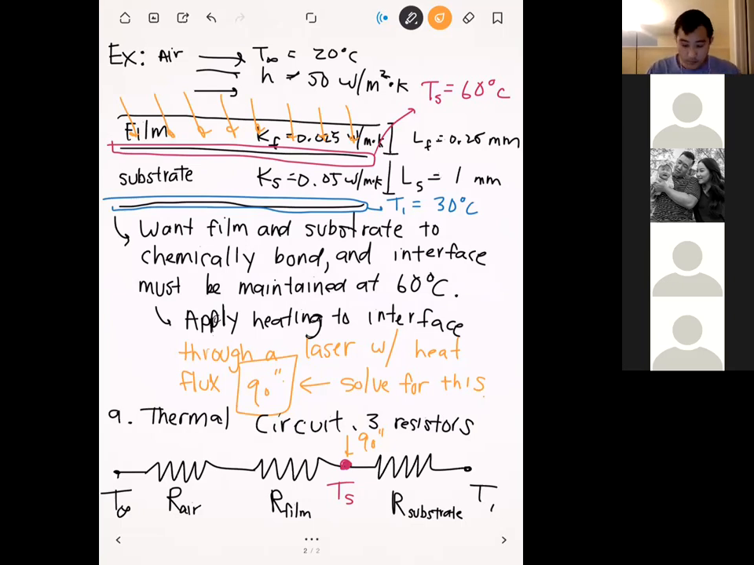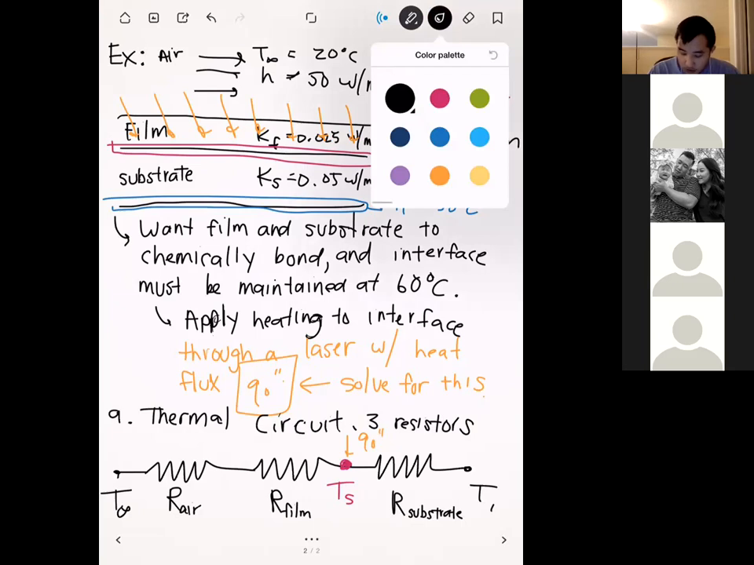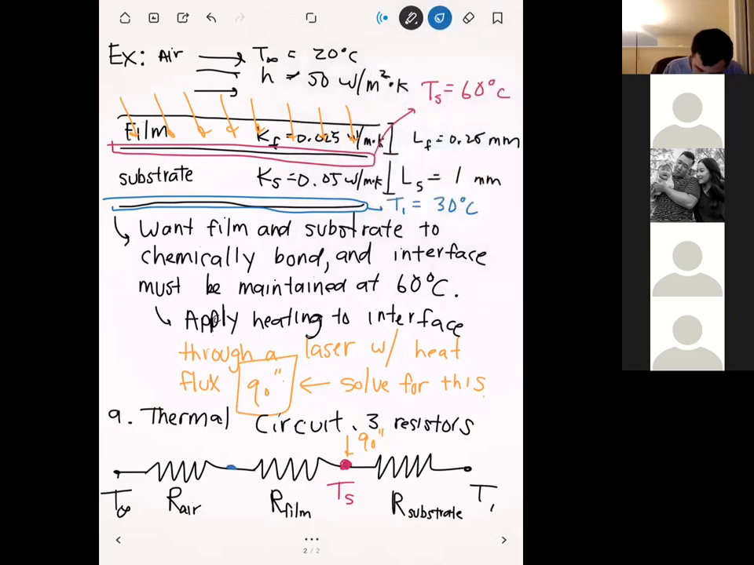Just a quick question. Is anything supposed to be in between our air and our film? Yeah, so there's a temperature there too, and we can call this our T top. There's a temperature there, it's just that in this case, we're not really interested in solving for it. Anytime you have a node in between resistors, there's always a temperature there. It's just that a lot of times you're not interested in that temperature. Gotcha. Okay, thank you.